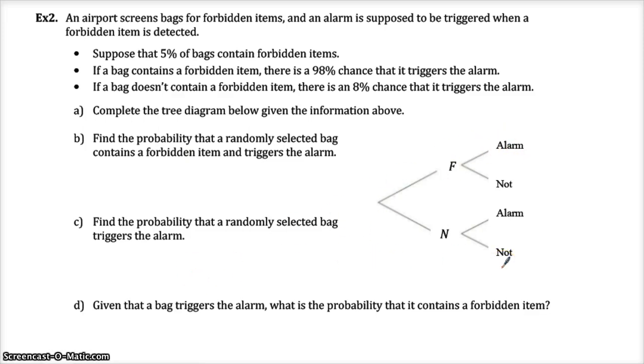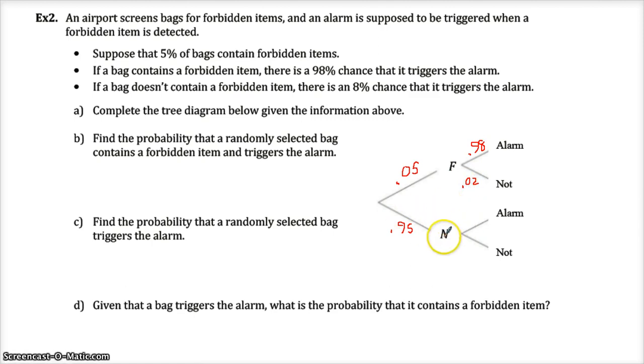So 5% of the bags contain forbidden items. So there's a 5% chance that a randomly selected bag has a forbidden item. That's a scary high percentage. 95% of them don't. But if this is about screening for that forbidden item, if it has the forbidden item, there's a 98% chance that the alarm's going to go off. That's still kind of low. I wish it was higher than that if I'm going to be on an airplane.